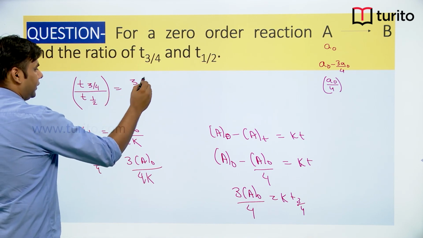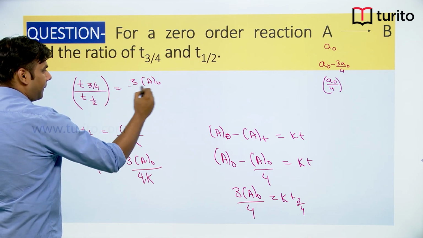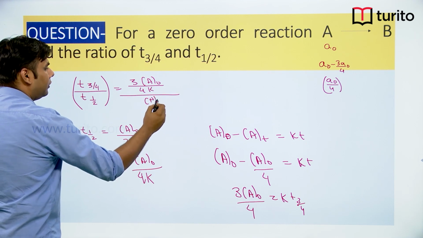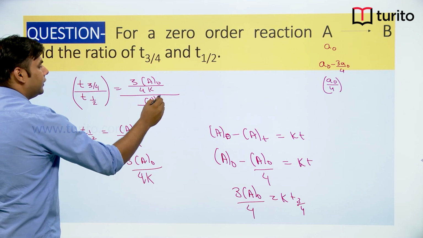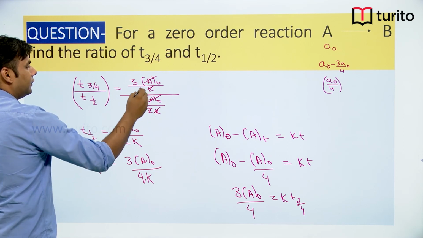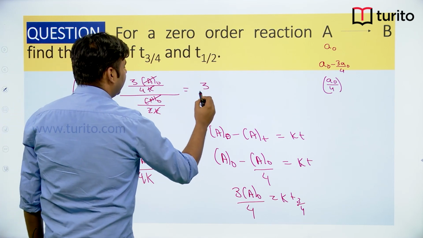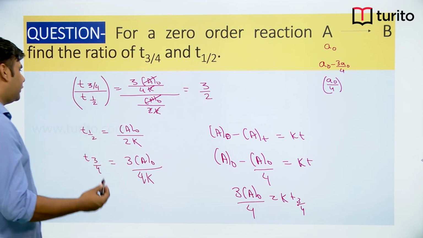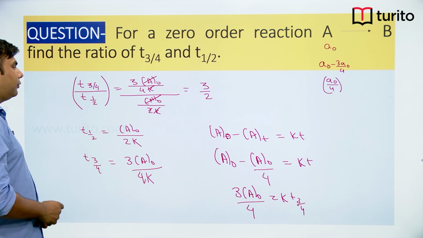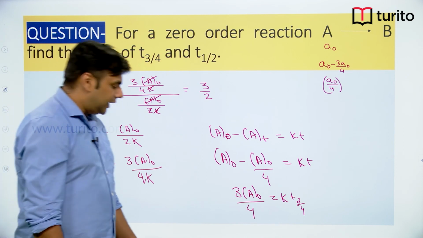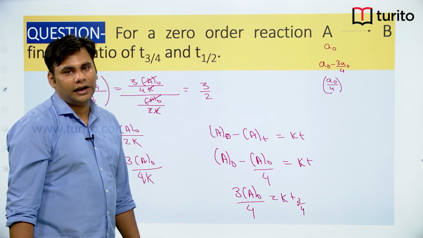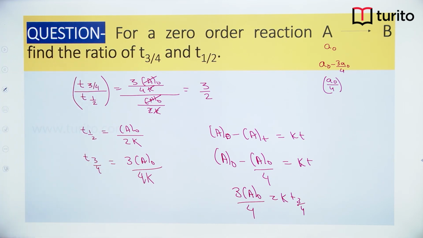Now we just have to divide this: 3 A naught by 4K divided by A naught upon 2K. We'll cancel this out, and we'll be left with 3/2. So the ratio would be 3/2. For a zero order reaction, T 3/4 is 3/2 times T half, that is, 1.5 times T half. I hope this question is clear to everyone.